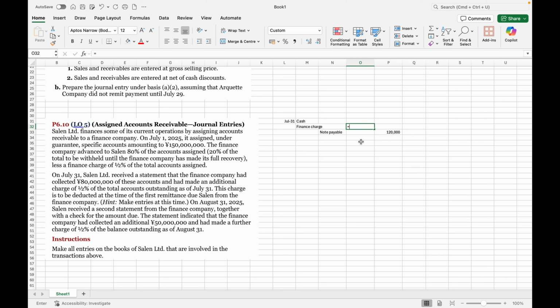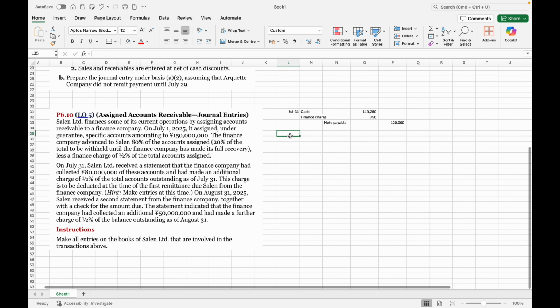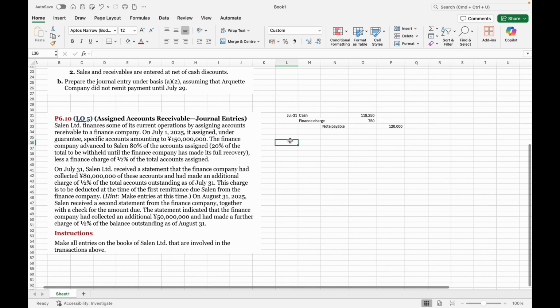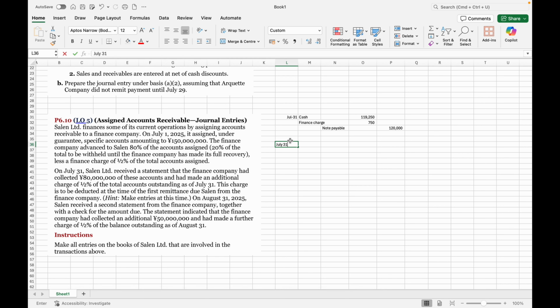And the finance charge will be equal to the total amount, which is 150K, multiplied by 0.5%, which will be equal to 750 yen. And the cash that we receive is the note payable less the finance charge, which is quite easy. Now we will go to July 31st.